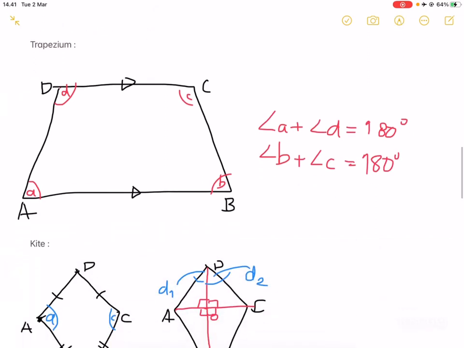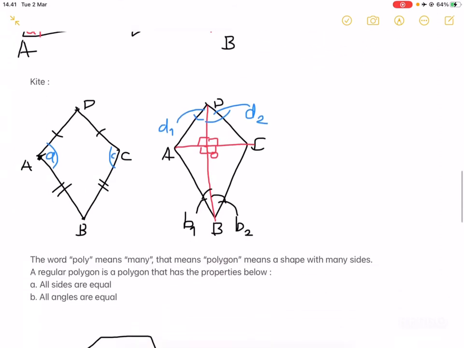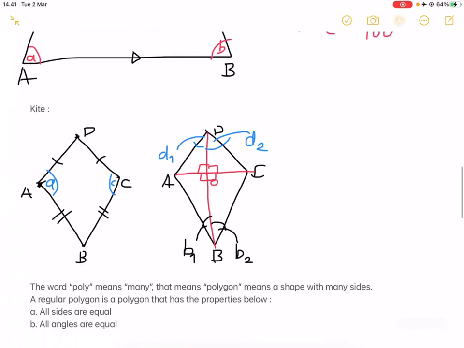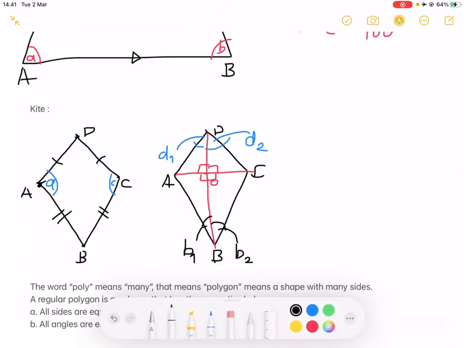And that's actually it for the trapezium. Now finally it is the kite. The kite looks something like this. So as you can see here, it has two pairs of equal sides, so this bit and this bit and this bit and this bit. And it also has a pair of equal opposite angles, which is this part and this part.